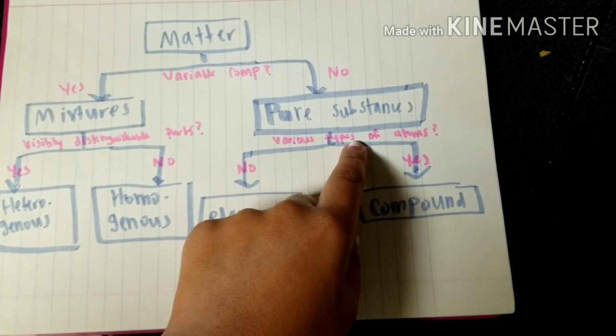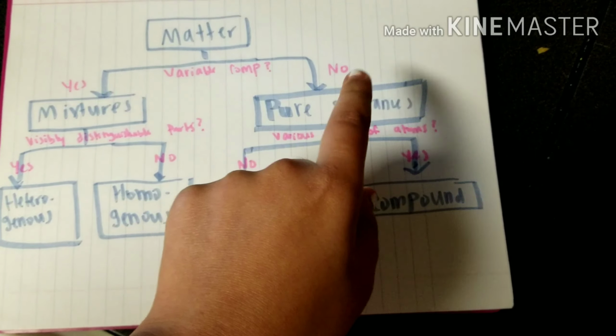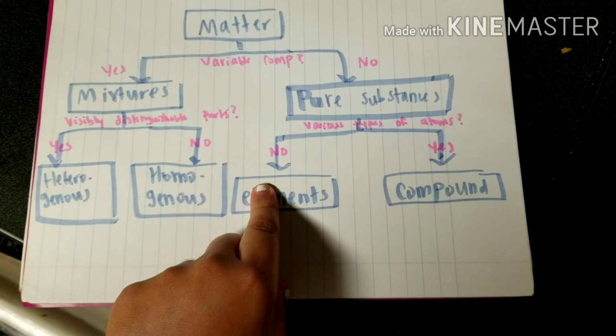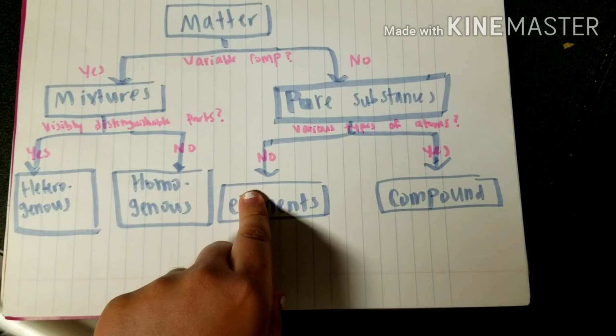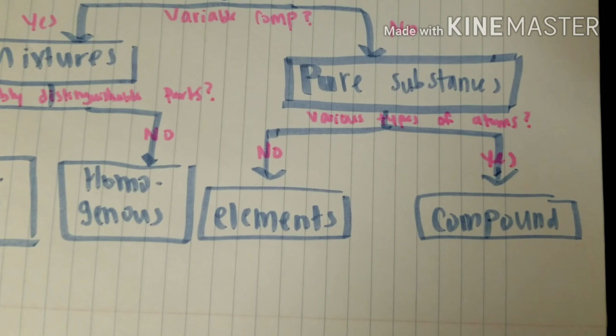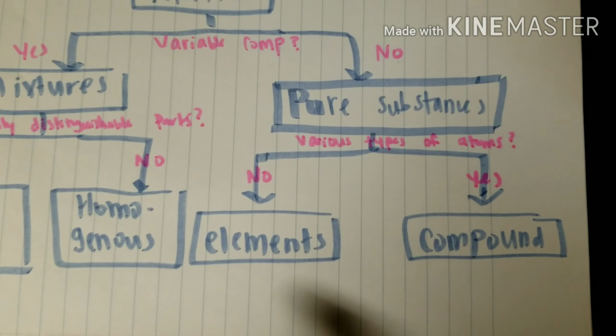It would be a pure substance. And if there wasn't various types of atoms, it would be an element. An example of an element could be O2, oxygen. I can't really show you that tangibly, but we breathe that in every day, and it's all around us. So that would be an example of an element.